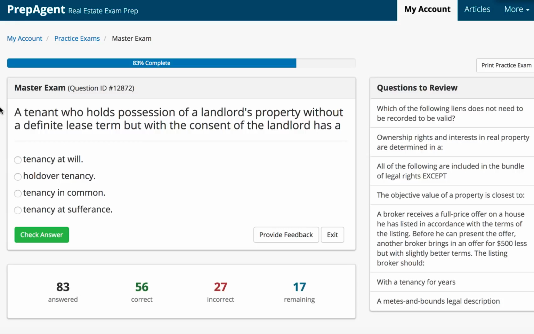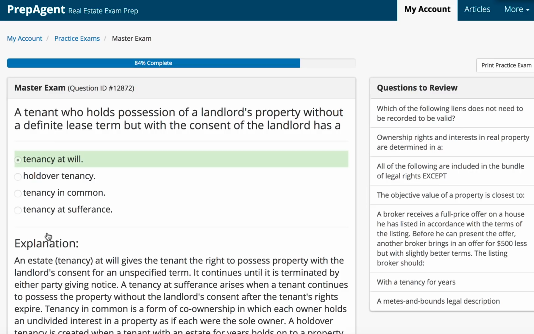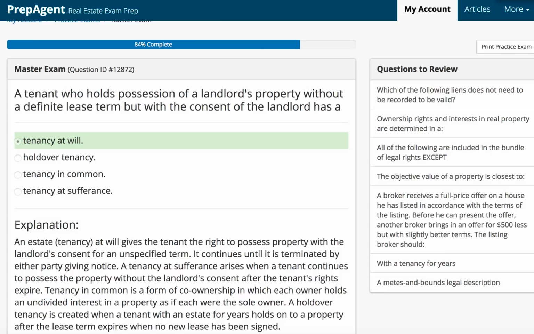A tenant who holds possession of a landlord's property without a definite lease term, but with the consent of the landlord, has tenancy at will, holdover tenancy, tenancy in common, tenancy at sufferance. Without a definite lease term, with the consent of the landlord. I'm not sure, but I believe it is tenancy at will. Okay. Good.